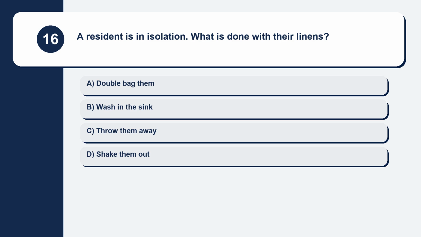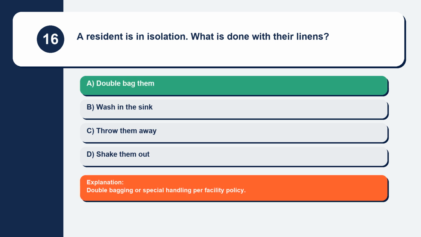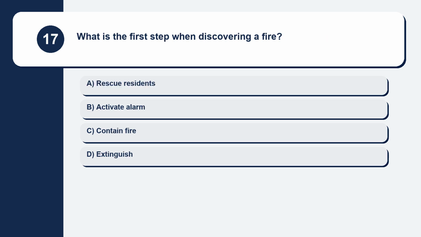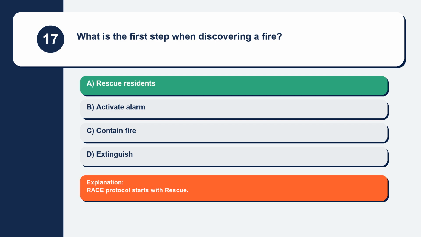Question 16. A resident is in isolation. What is done with their linens? Double bag them, wash in the sink, throw them away, shake them out. Double bagging or special handling per facility policy. Question 17. What is the first step when discovering a fire? Rescue residents, activate alarm, contain fire, extinguish. The RACE protocol starts with rescue.